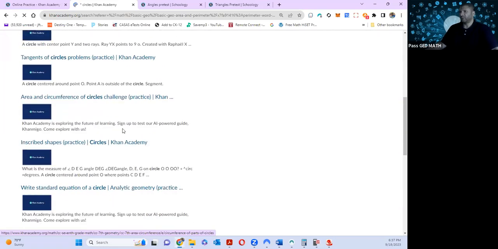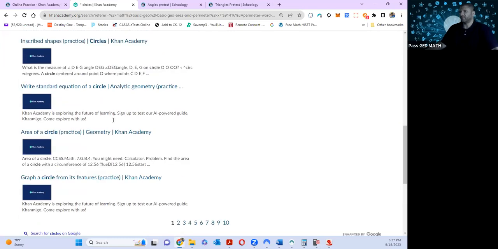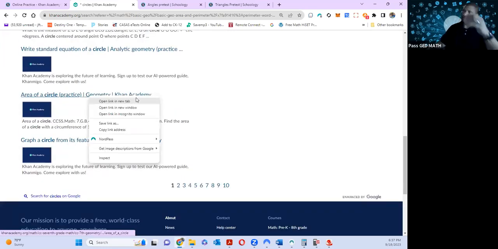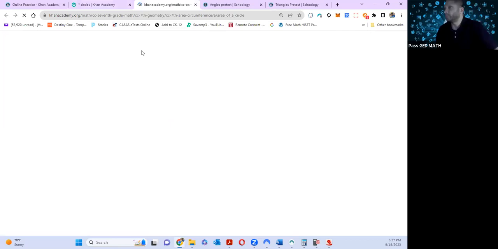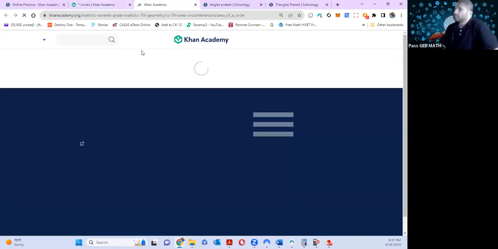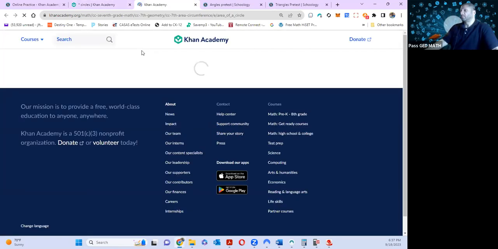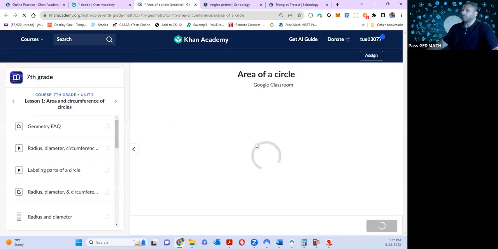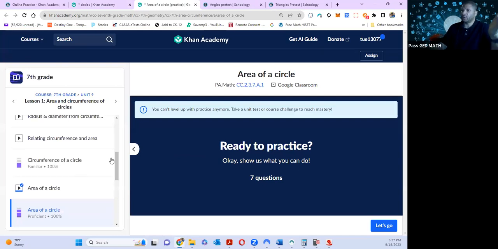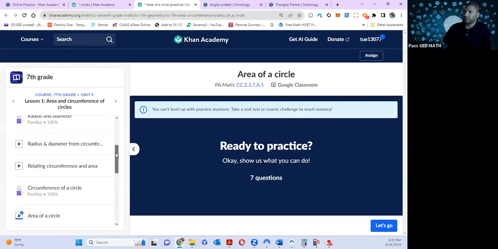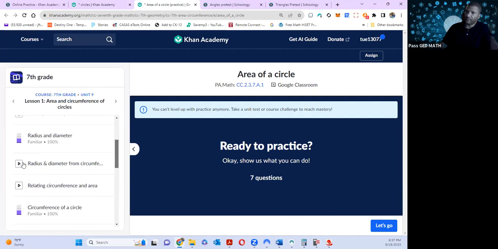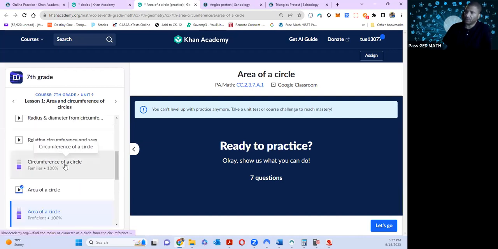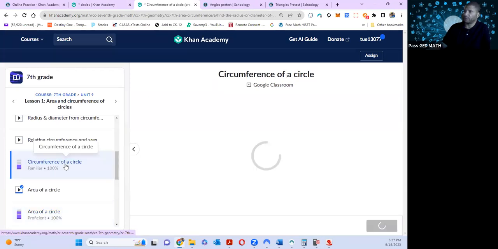Oh, what do you want to do? A challenge. There we go. Area of a circle right there. If you notice, when we talk about circles, look at all this practice over here. If they have a little arrow, that's videos to explain. Let's say we want to find a circumference. Let's do circumference first. Let's do practice of a circumference.